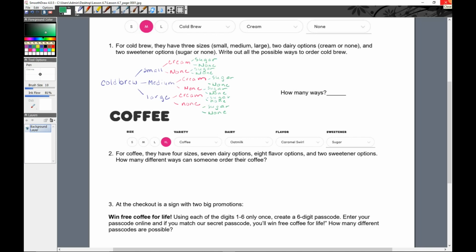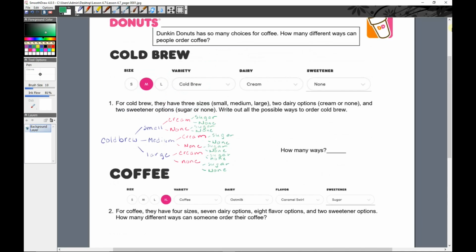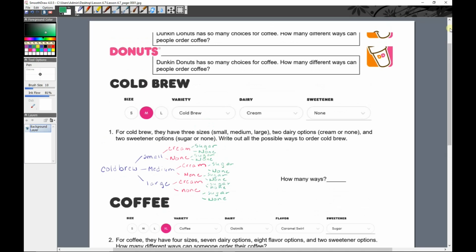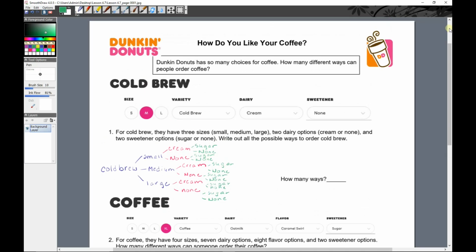All right, so moving on, we are going to hit upon chapter 4.7, and this is going to be the page that we're working on. This is all about the multiplication counting principle, factorials, and permutations.